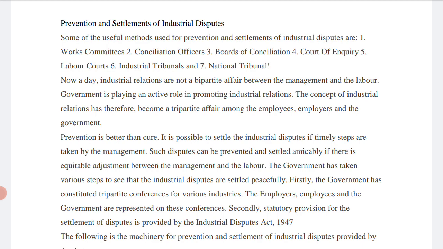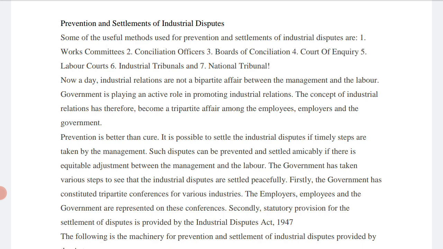Okay, so whenever we think about industries, if you come to know or notice that some factors can result in disputes, at that time itself try to prevent or settle them at the initial or primary stage itself.